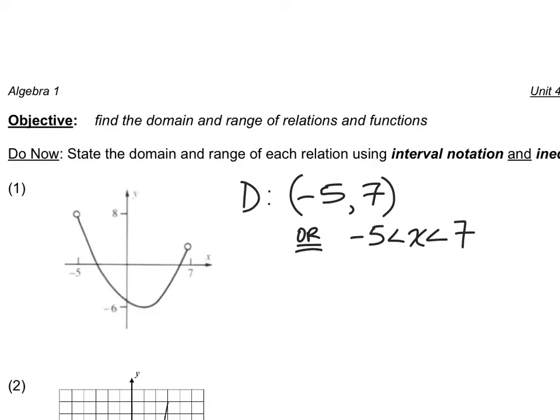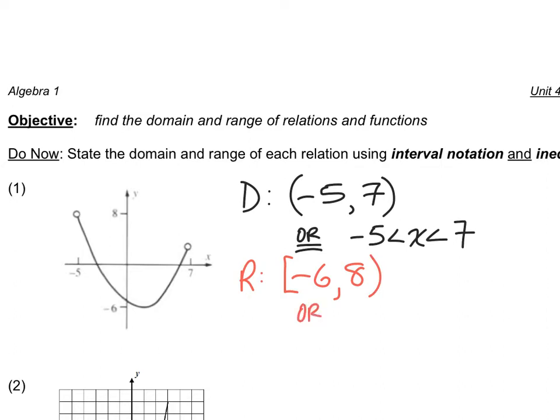All right, so now for the range. What's my lowest value of y? -6. Is that included or not? Yes. So -6 with a bracket. And what's my highest value of y? 8. And that is not included, so parentheses.